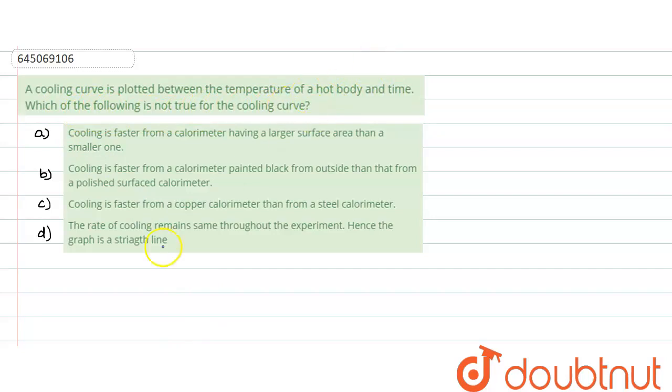Now, cooling curve would be dT divided by dt, where this capital T is the temperature, small t is our time. Now, how are these things related? For example, Q we can write as mc delta T, or we can say that dQ would be written as mc into dT. Now, since it is a cooling curve, that means our dT would be negative. So to make our heat positive, we just introduce a negative sign.